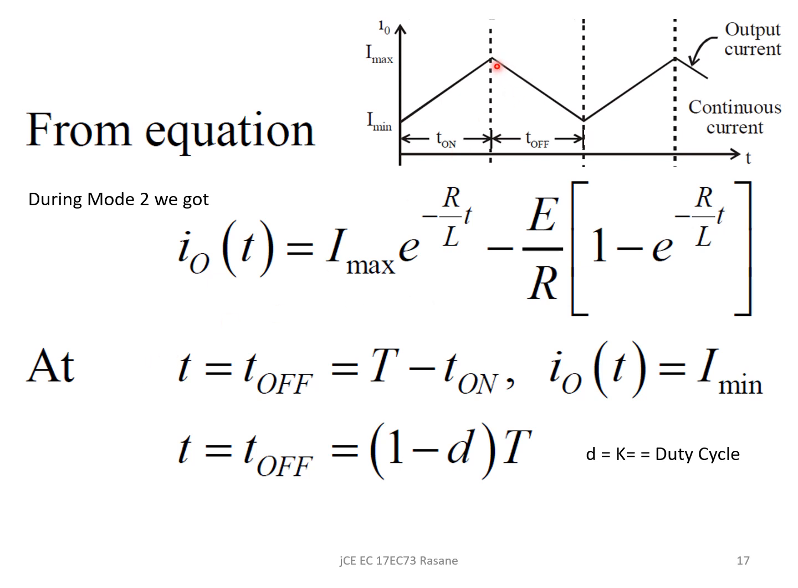But we know that in this off period, when t becomes equal to t off, at this point the current is nothing but I minimum. So in this expression I will be substituting I minimum, and t off can be defined as 1 minus duty cycle into the capital T. Again, in Rashid, we refer to duty cycle as K, but I have referred to it as D. So you should be able to understand all types of notations.